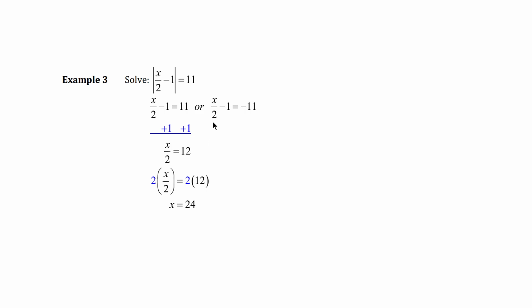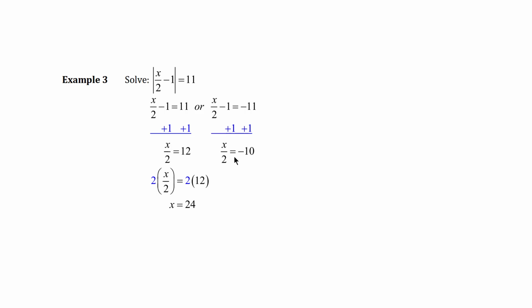Now we solve the other equation. To get rid of the minus 1, we just add 1 to both sides. On the left-hand side, minus 1 plus 1 cancels out, and then we bring down the x over 2. On the right-hand side, we have minus 11 plus 1 is negative 10. So the result is x over 2 equals negative 10.